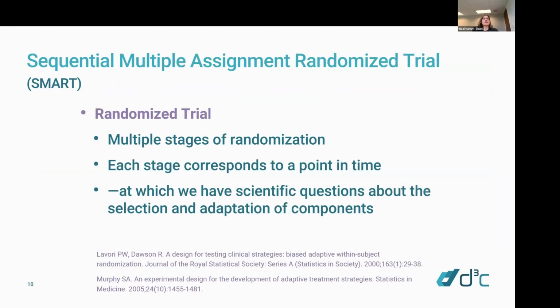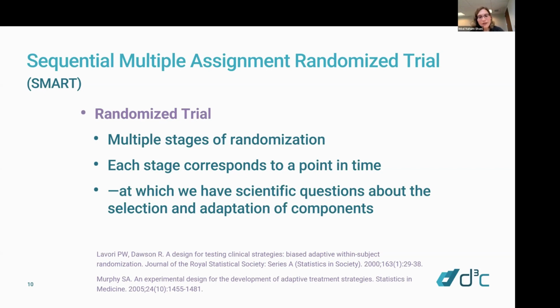All right. So how do we answer these 2 questions? This is why we have the SMART, the Sequential Multiple Assignment Randomized Trial, developed by Susan Murphy and colleagues. The SMART is just a randomized trial. It involves random assignment of participants to experimental conditions. But it's a special case of a randomized trial because it includes sequential randomizations. So what does it mean, sequential randomizations? It means that the same person can get randomized more than once in the course of the trial.